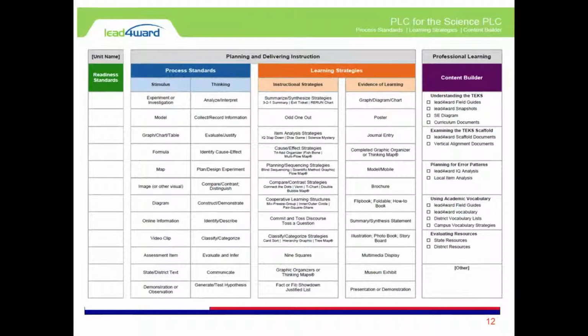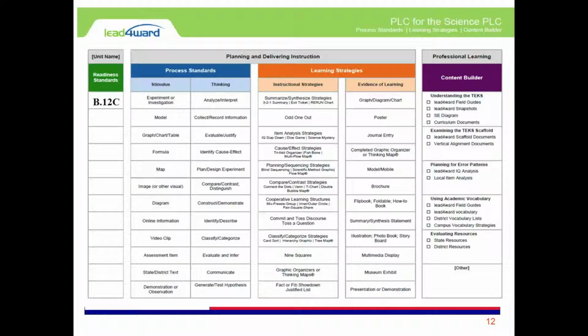Using the PLC for Science PLC page as a tool for creating lessons, classroom instruction will move to a higher level of understanding as well as offer opportunities for students to transfer information. Now that the readiness standard B12C has been targeted and the content of the standard has been developed, time will be spent on the instructional process.